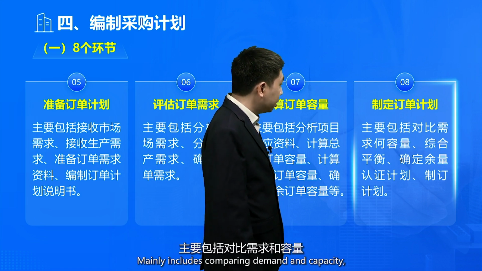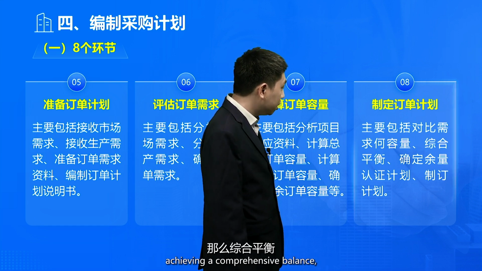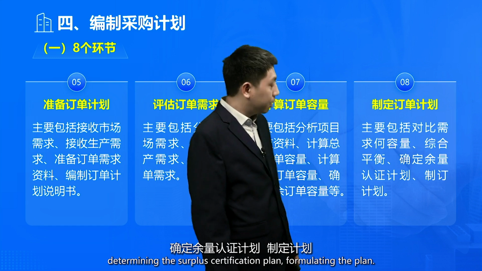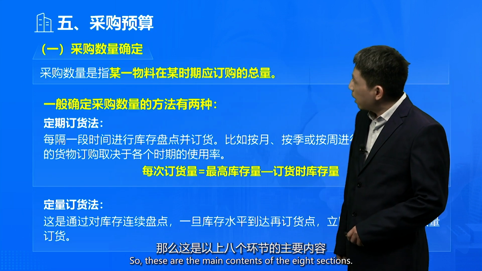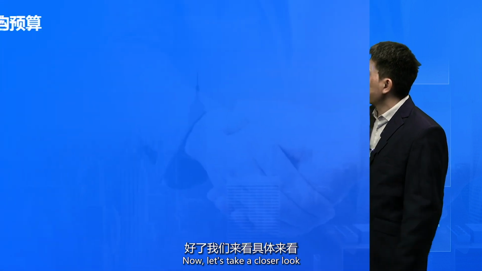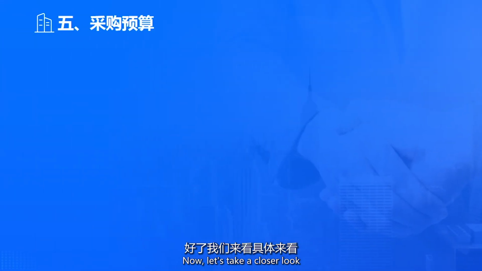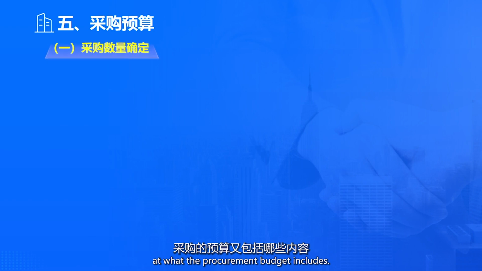Mainly includes comparing demand and capacity, achieving a comprehensive balance, determining the surplus certification plan, formulating the plan. So, these are the main contents of the 8 sections. Now, let's take a closer look at what the procurement budget includes.